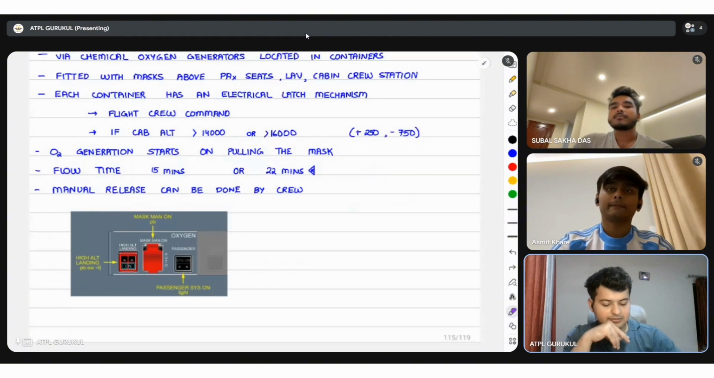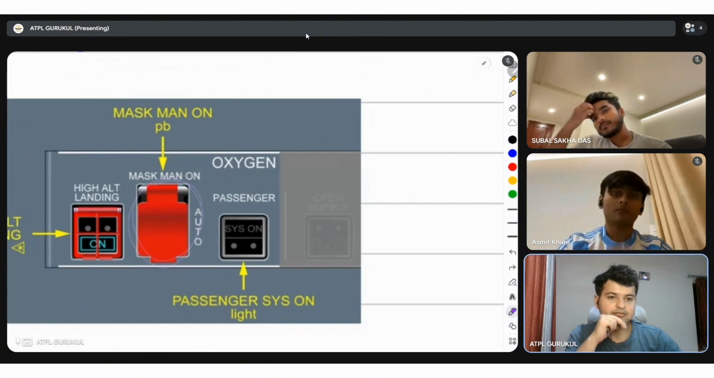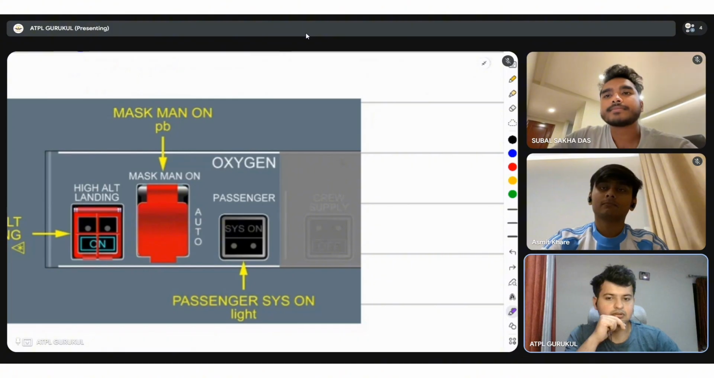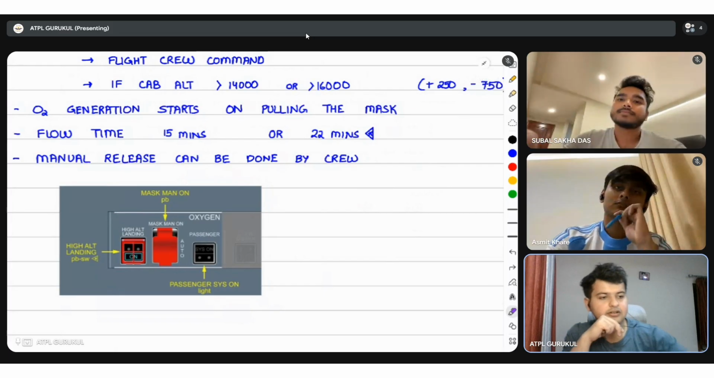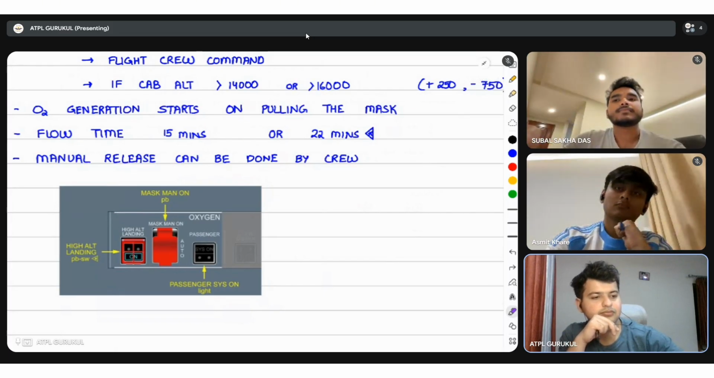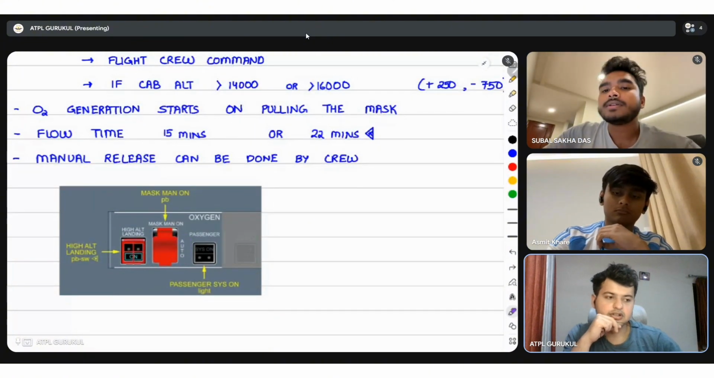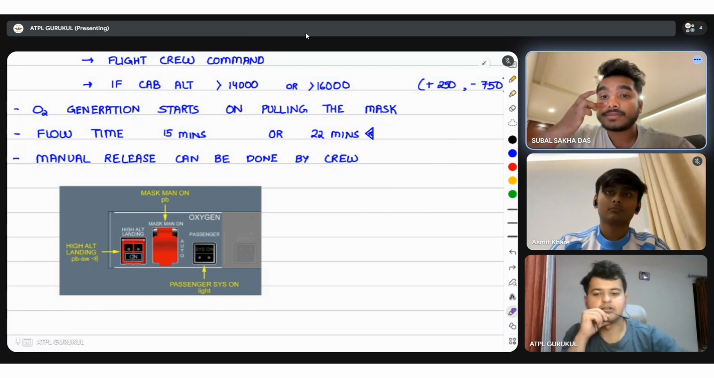Can it be manually released by the crew? Yes. And it's an irreversible action. That is why it is marked with a red guarded switch. Clear? Any doubts? Any doubts from the FCOM for this? No, right? It has its own automatic function. Sorry, say again.